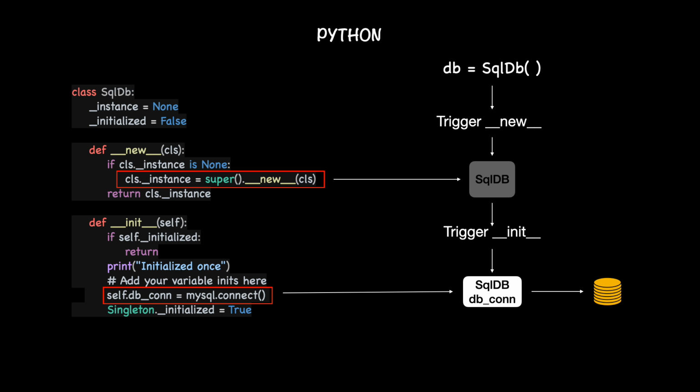To conclude, we are making sure that no two objects are created for SQLDB by any means, either through __new__ or __init__, and we are making sure not to initialize the object or set the state and DB connection multiple times. This is how we maintain a single instance in Python. Cool, everything looks good so far.